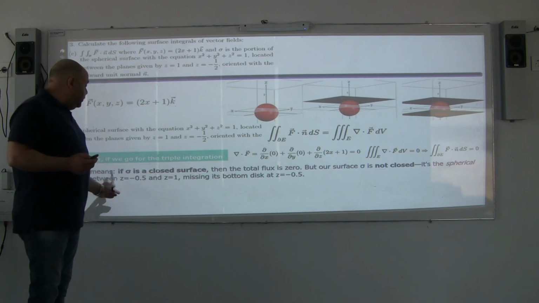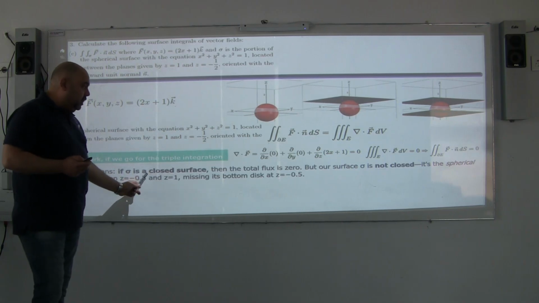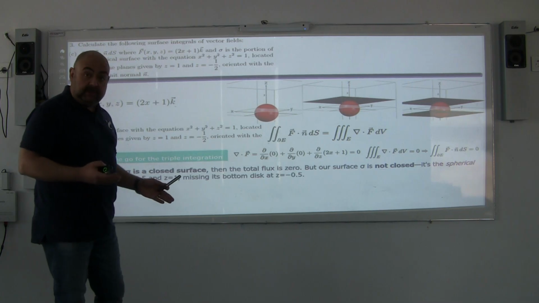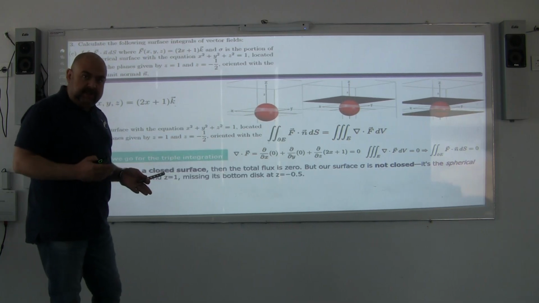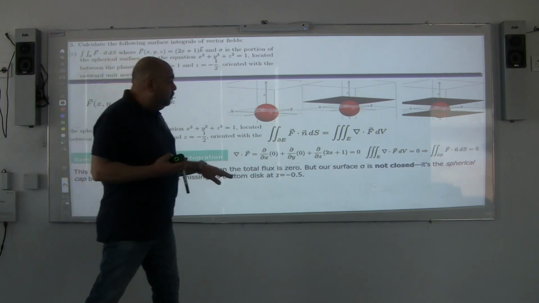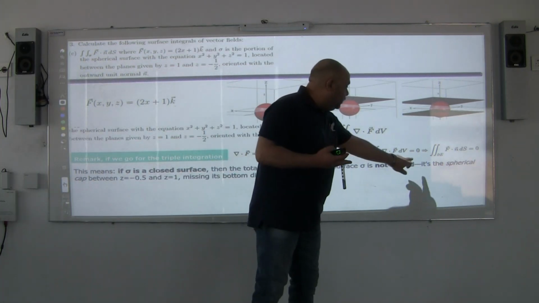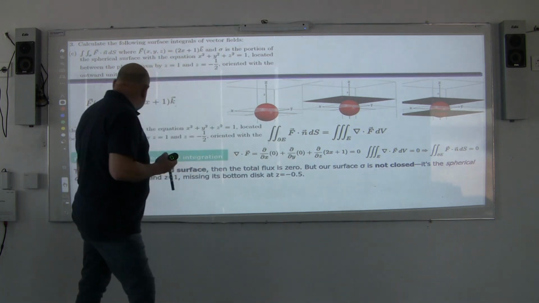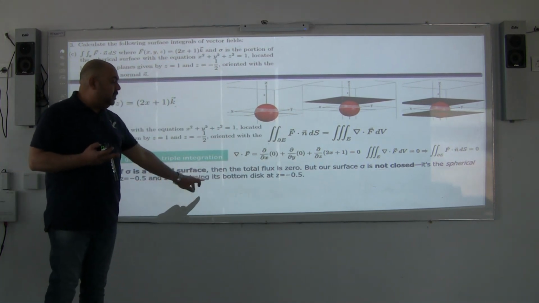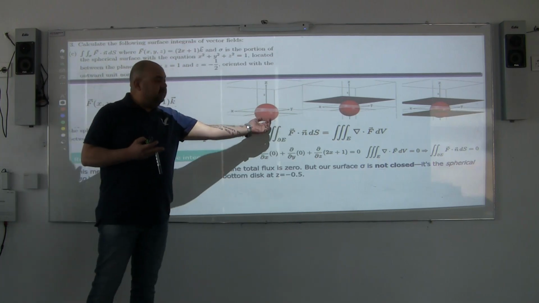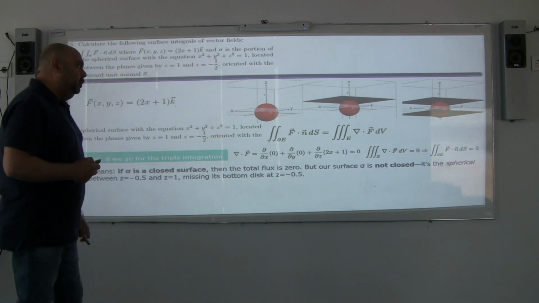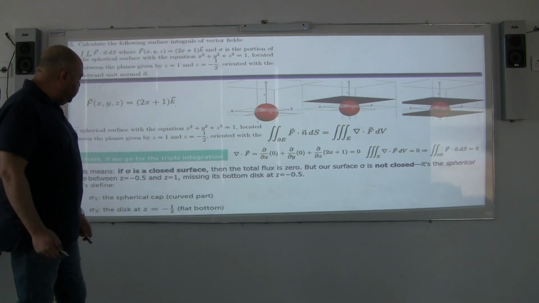So this means if sigma is a closed surface, then the total flux is 0. But our surface is not closed. Actually, the geometric case reflects that it's not closed. As sigma is the spherical surface, as I pointed out, kept between z equal to negative half and z equal to 1, missing the bottom disk, and this is what I've tried to take. So I would break it into two parts, as you will see.